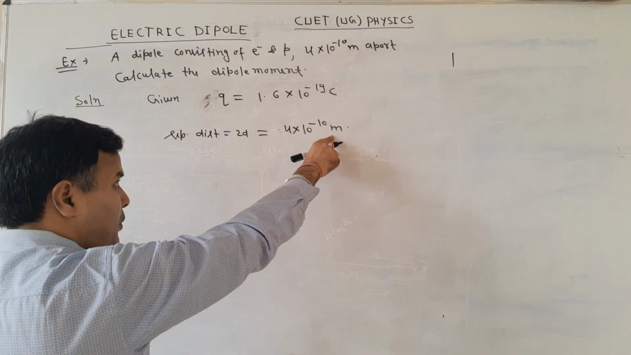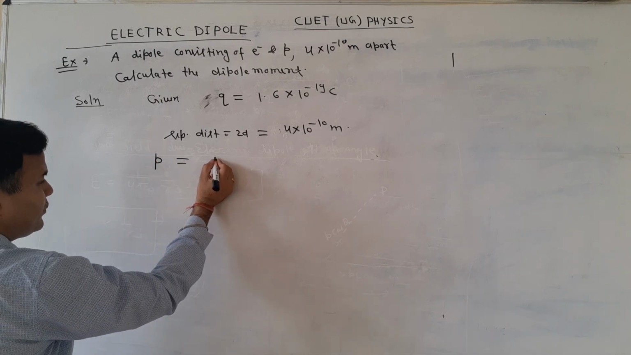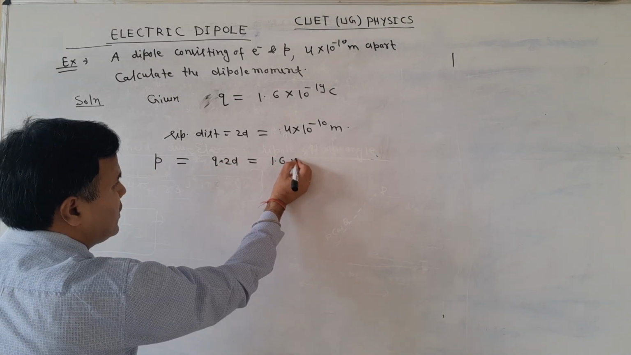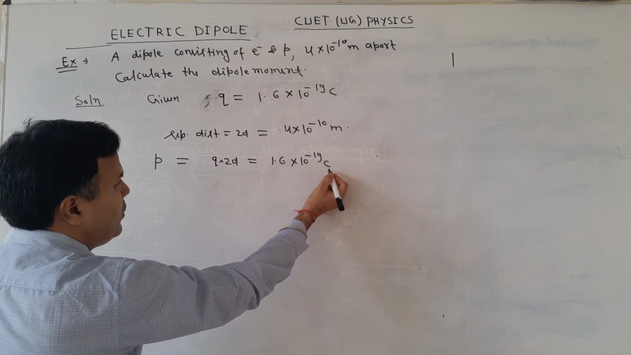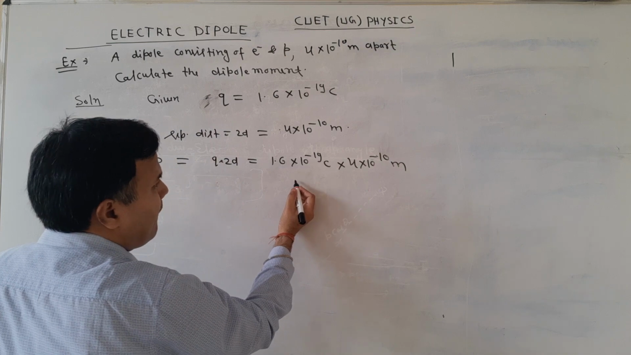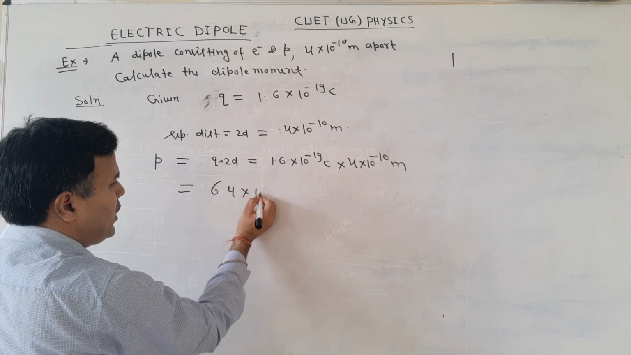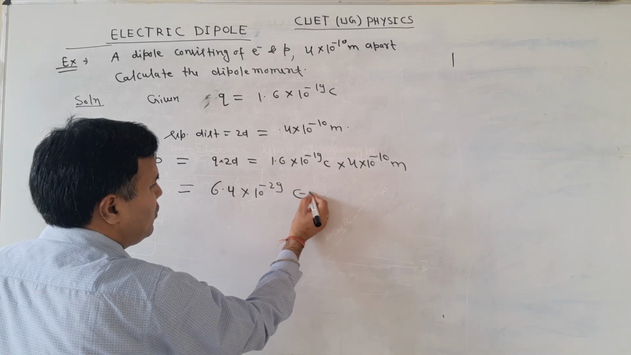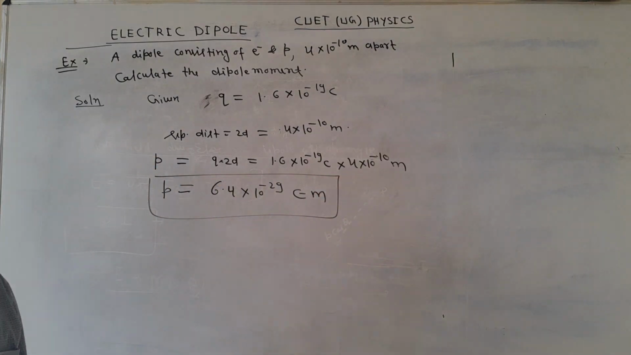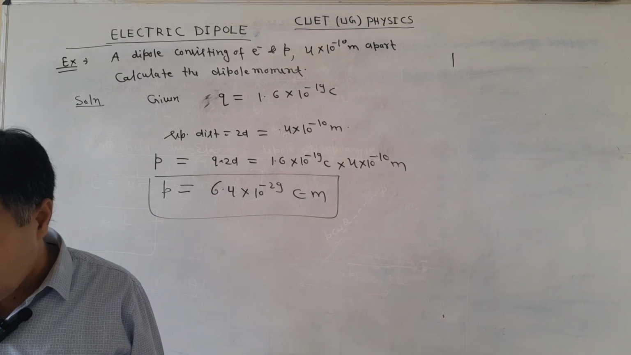So it is in MKS, it is also in MKS. The expression of dipole moment is Q into 2d, which is 1.6 into 10 to the power minus 19 coulomb into 4 into 10 to the power minus 10 meter. So this is 6.4 into 10 to the power minus 29 coulomb meter. This is the simplest example based on the concept of calculation of electric dipole moment.